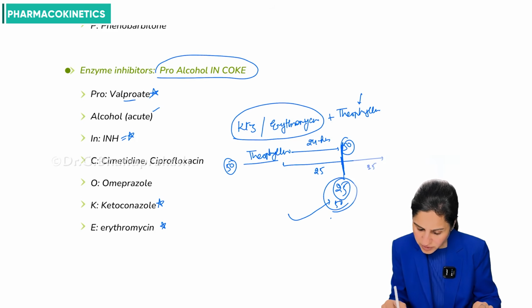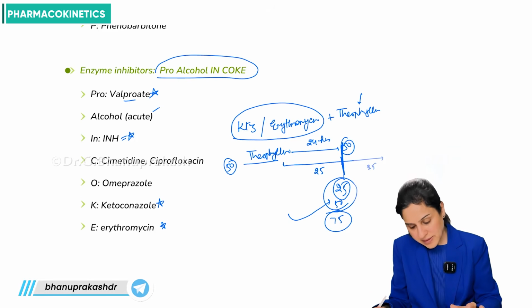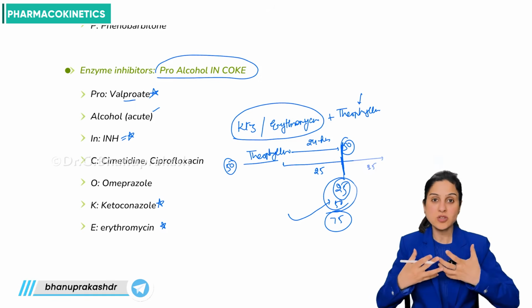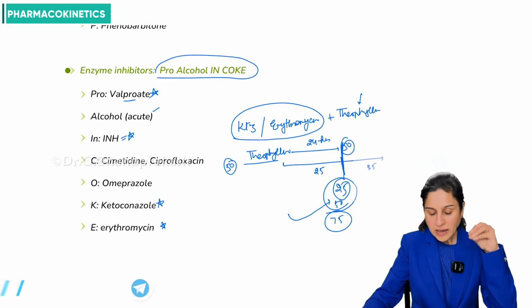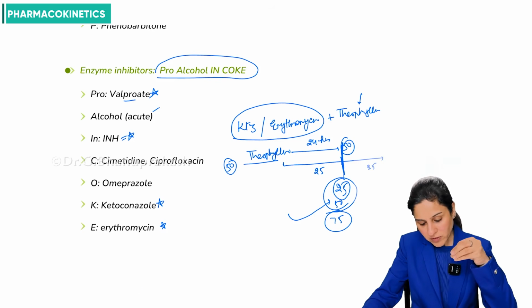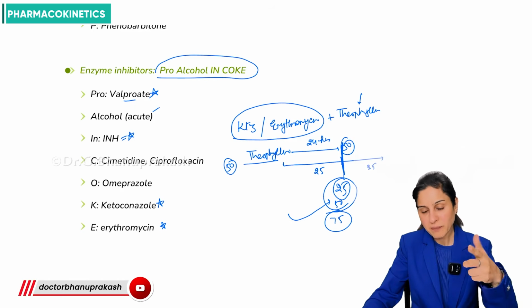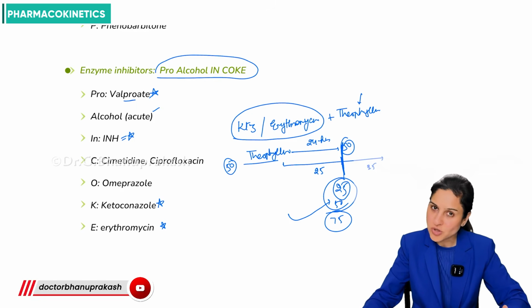So ultimately, how much drug do we have? Here it is 75, right? So what is happening here basically? There is already a drug present, and again you're giving more drug, so it is increasing the toxicity of the drug. So toxic signs and symptoms will appear. So when another drug is being given with an enzyme inhibitor, you need to decrease the dose of the drug. But with an inducer, you will have to increase the dose of the drug. This fundamental rule you should remember.